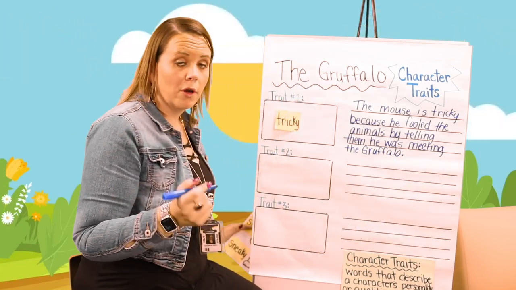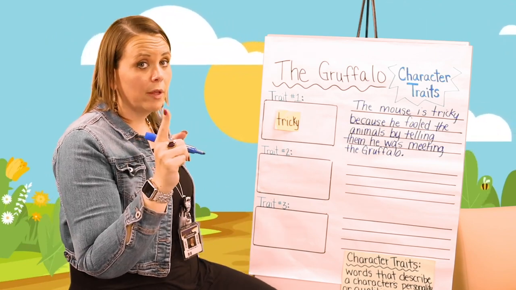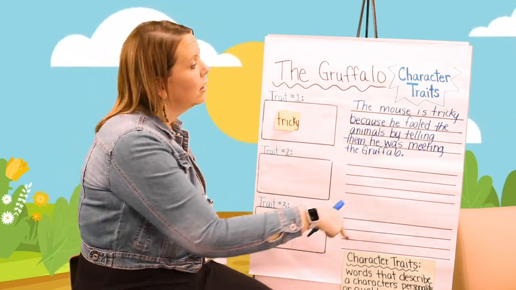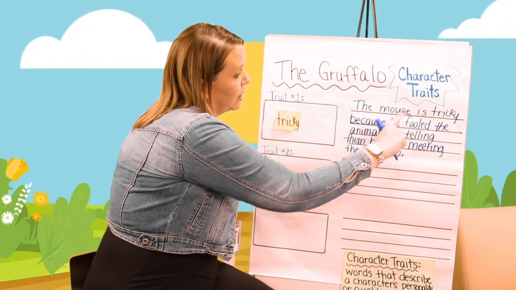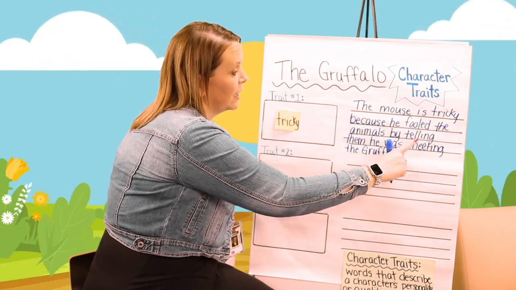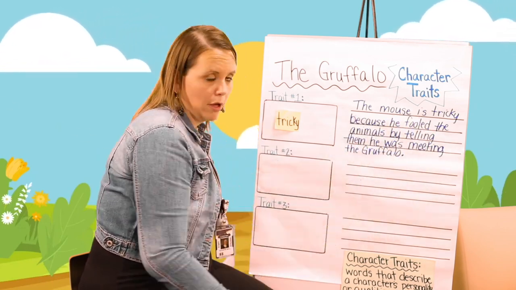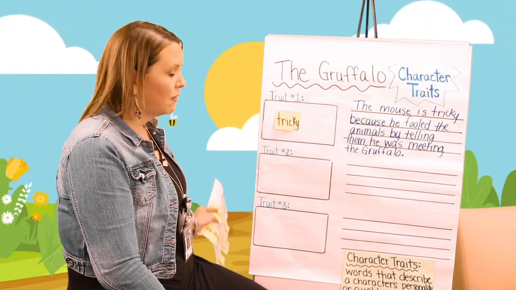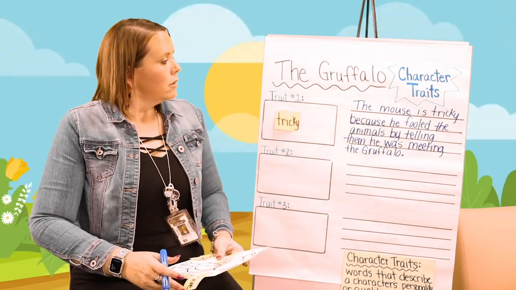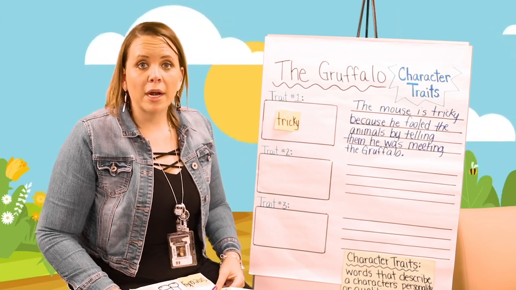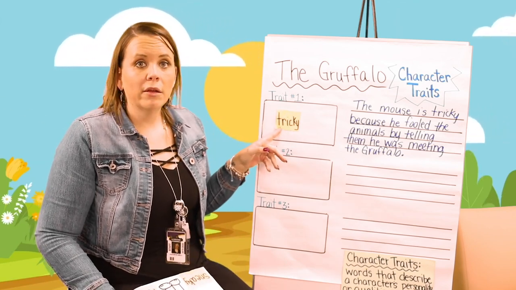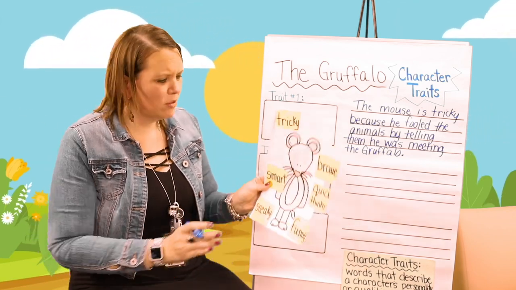So remember that all sentences start with a capital letter and end with a punctuation. So I said, the mouse is tricky because he fooled the animals by telling them he was meeting the Gruffalo. Do you agree with that? I thought that one was good. So we're going to use the same strategy that we used with tricky with another trait. Which one do you think would be the best?